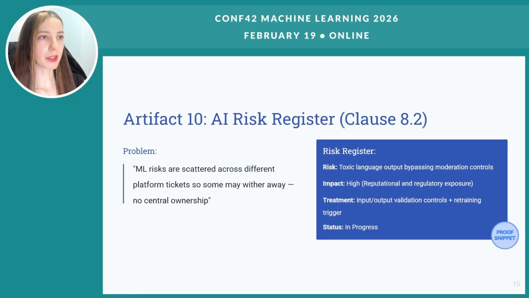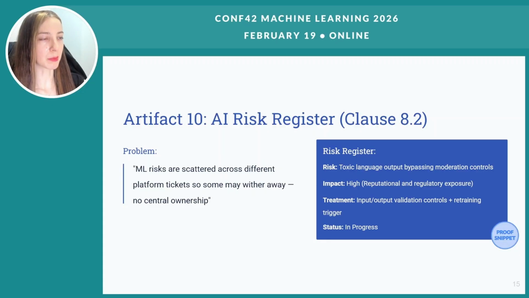Now, a risk register artifact. Without a risk register, ML risks tend to scatter over time, and teams lose visibility. The same issues get rediscovered repeatedly because there is no ownership over the full risk picture. The AI risk register creates a single source of truth, and only evaluated risks are recorded here after going through the risk assessment process.